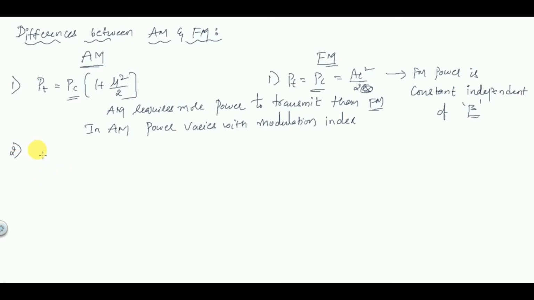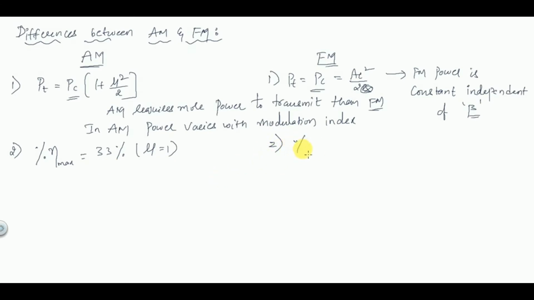Second, the maximum efficiency possible in the case of AM is only 33% for modulation index equal to 1. Okay, so this is the disadvantage of AM that we already have discussed in previous videos. So the maximum efficiency possible is only 33%.